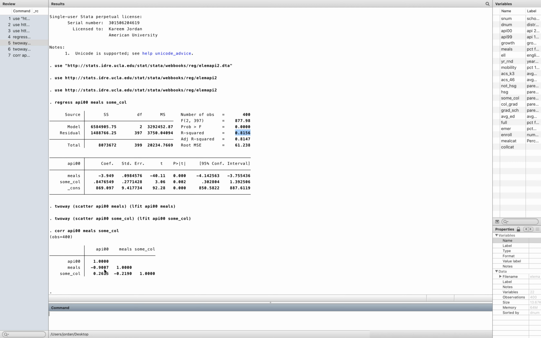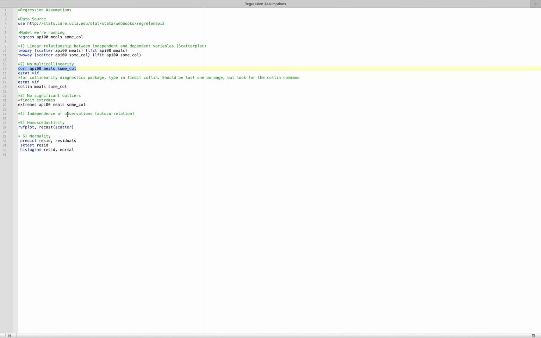So that's okay. If you're looking at the predictors in the model, it's really saying, what's the correlation between meals and some college? Meals and some college is -0.219, and that's really not correlated that highly at all. So you're actually pretty good here. It seemed like there's no highly collinear predictors in the model. That assumption is pretty much met, but there actually are tests for it.